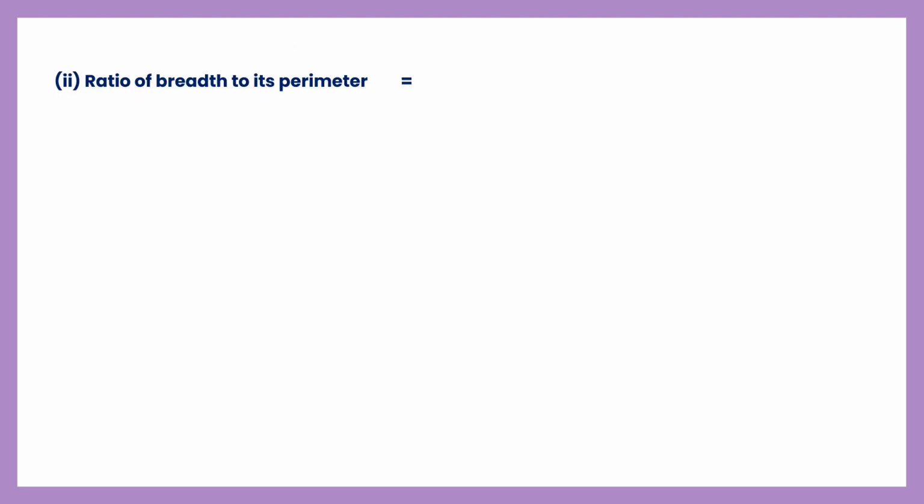Now let's find the second part of the question, the ratio of breadth to its perimeter. So breadth is given to us, and breadth is 80 meters. It's already given in the question. Now perimeter we just found out is 360 meters. Now it's easy to find the ratio of breadth to its perimeter. That is 80 meters is to 360 meters.